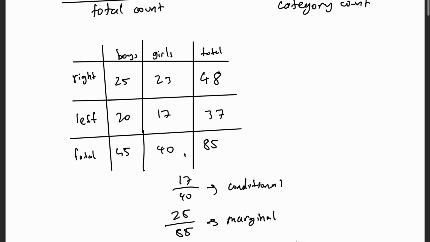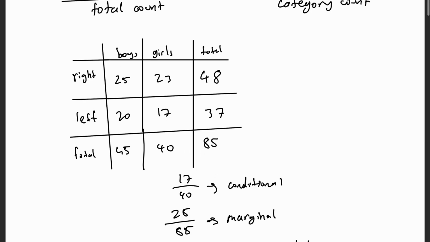And we're looking at how many people in this sample are boys that are right-handed. From there we take the total, 85. So 25 over 85, and that gets us our marginal count.